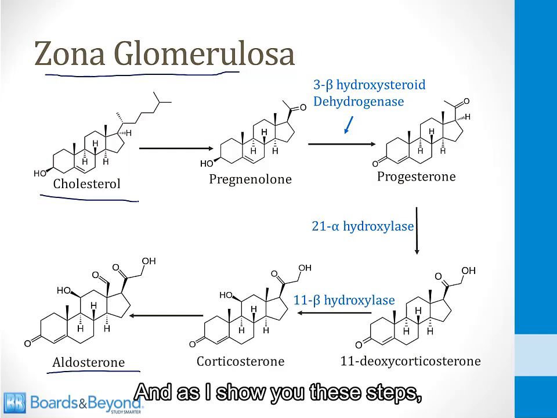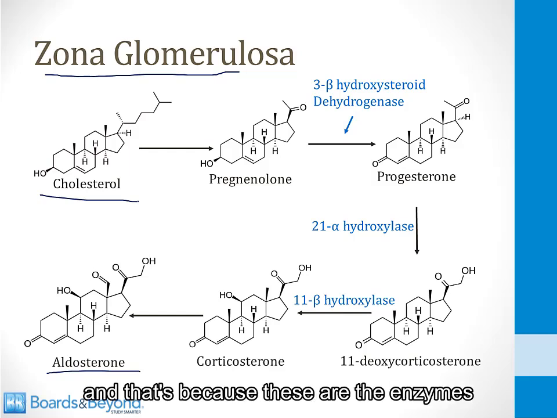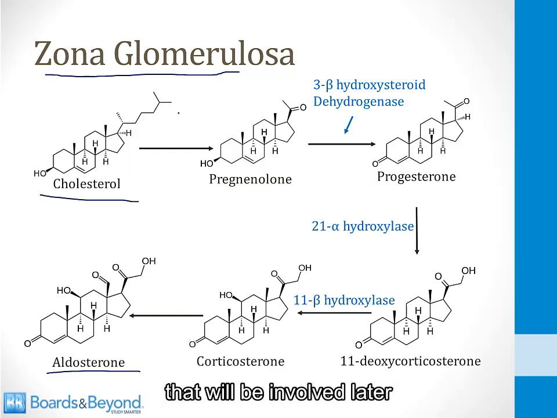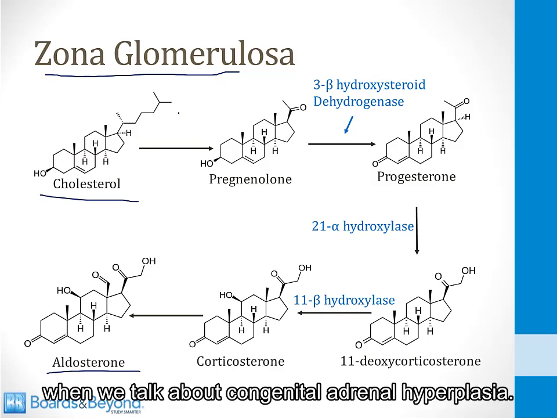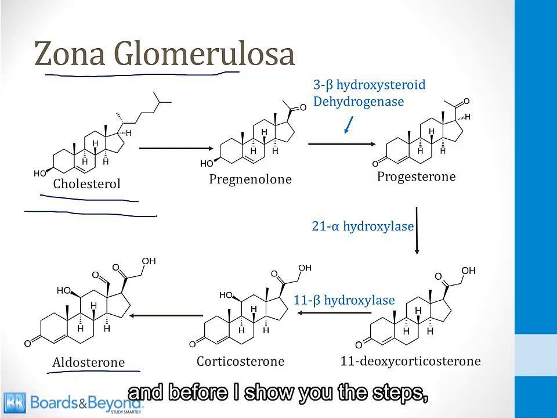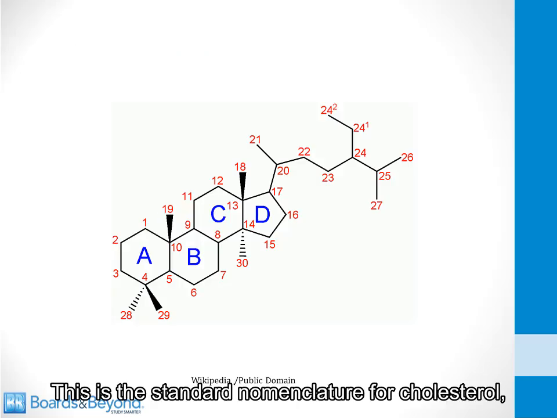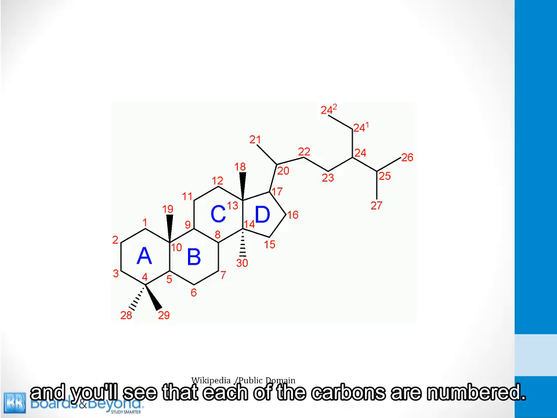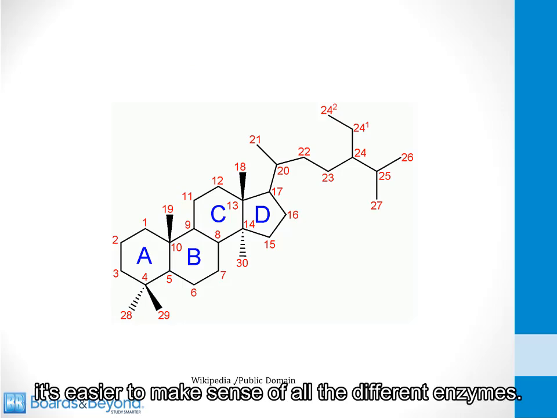And as I show you these steps, I'm only going to show you certain enzymes, and that's because these are the enzymes that will be involved later when we talk about congenital adrenal hyperplasia. The other enzymes are not important for you to know, especially for step 1. So we begin with cholesterol, and before I show you the steps, let me show you the nomenclature for naming cholesterol. This is the standard nomenclature for cholesterol, and you'll see that each of the carbons are numbered, and if you know that, it's easier to make sense of all the different enzymes.